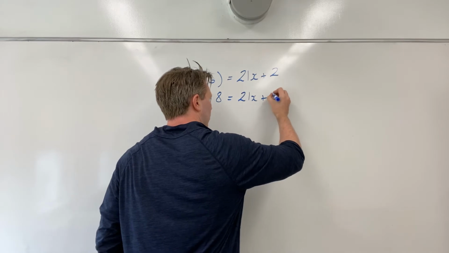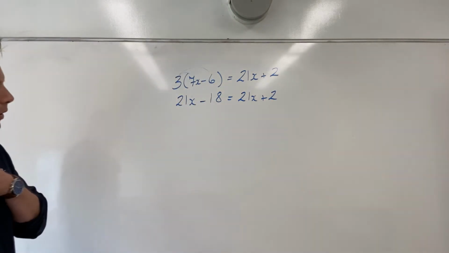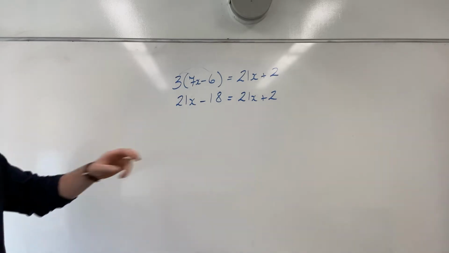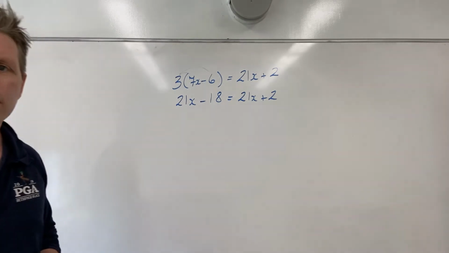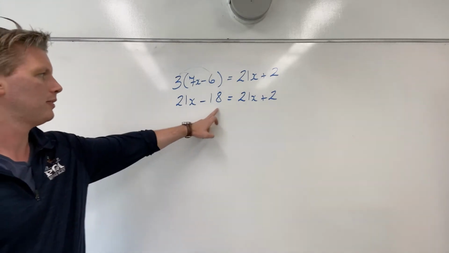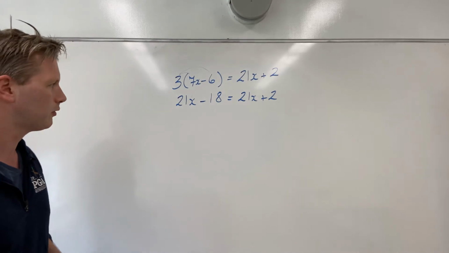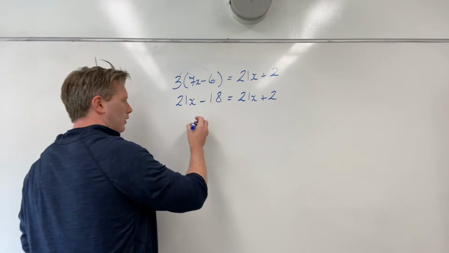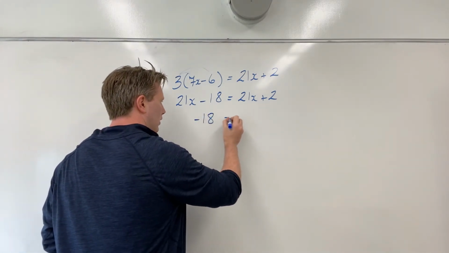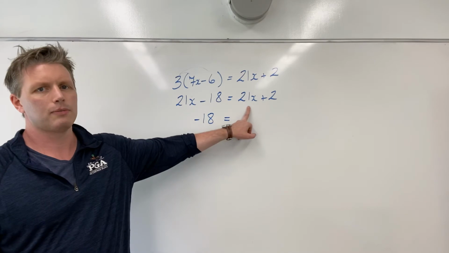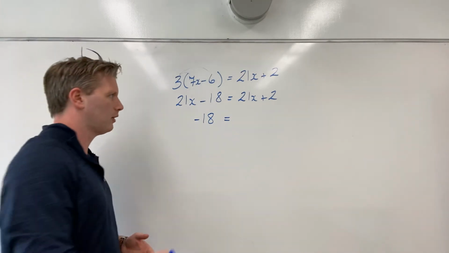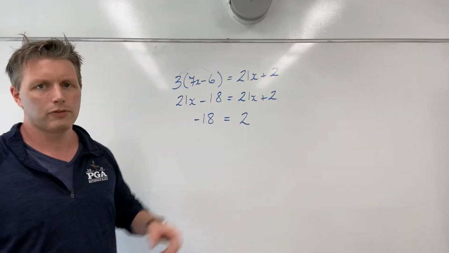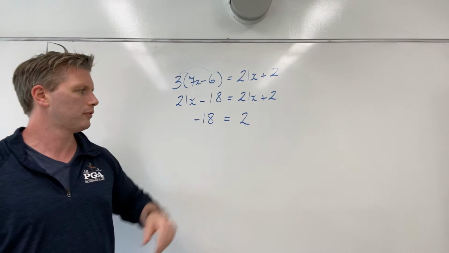And now, what I can do is subtract 21x from both sides. All right, so I have 21x minus 18 is equal to 21x plus 2. If I subtract 21x from both sides, I will have 21x minus 21x. Well, that leaves me with negative 18 is equal to 21x minus 21x, it will cancel. I'll be left with 2. So if I subtract 21x from both sides, I'm left with negative 18 is equal to 2.